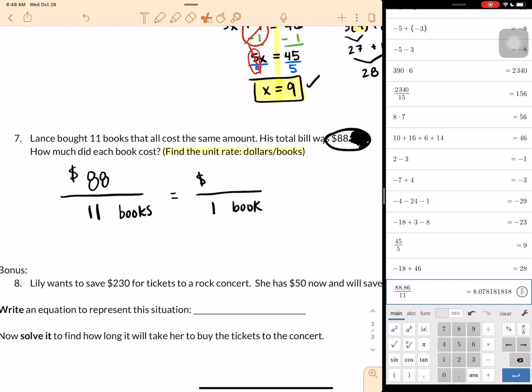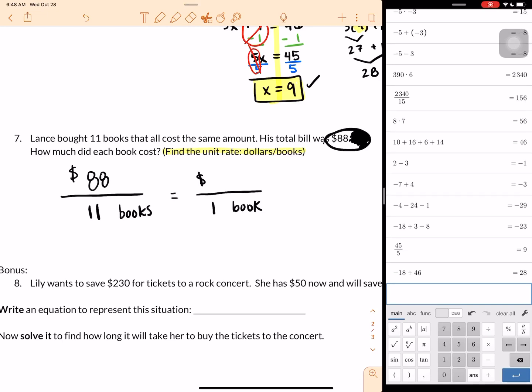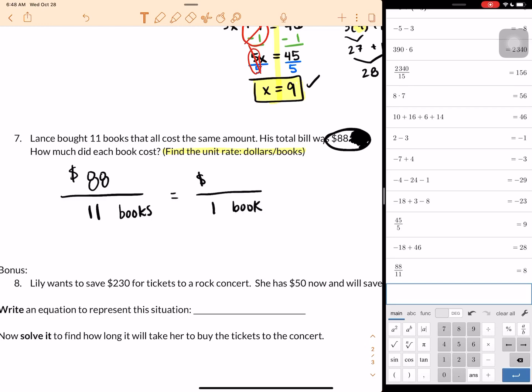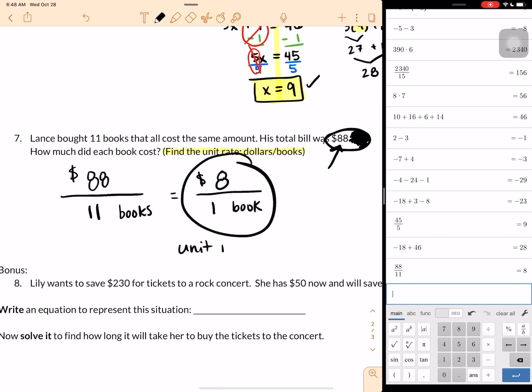Well, if we were to clear that out, this would be 88 divided by 11. This tells me that he spent $8 per book. And I'll make sure to change this number in your PDF before I post it into your Google Classroom this morning. So here now I know that this is my unit rate. My unit rate is equal to $8 per book.